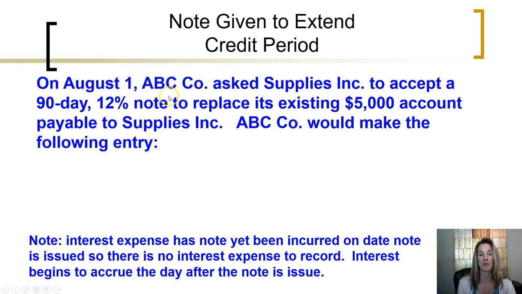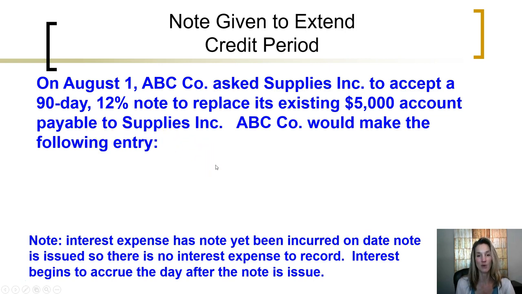ABC has an account payable of $5,000 to Supplies. Because ABC is not properly prepared to pay that account payable when it becomes due, they have offered their supplier a 90-day 12% note. In other words, a promissory note stating they will pay 12% interest on the $5,000 liability, plus the $5,000 liability. All will be paid in 90 days.